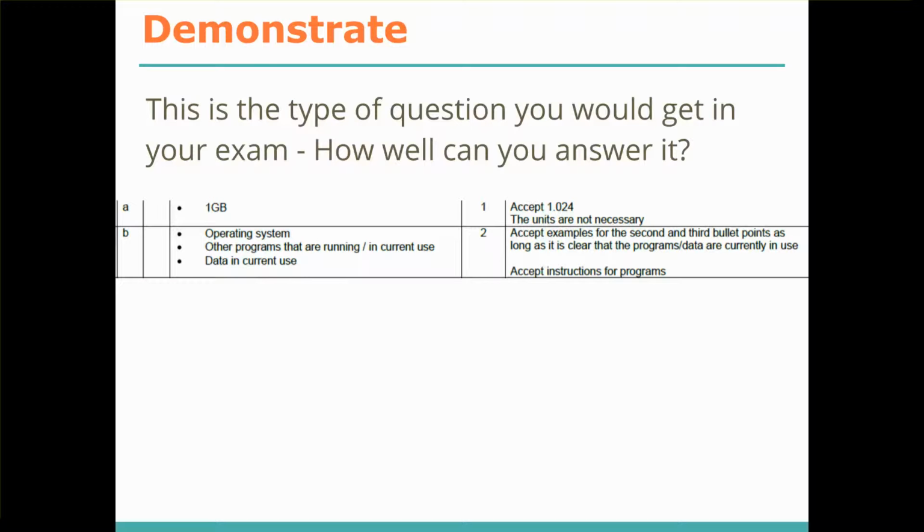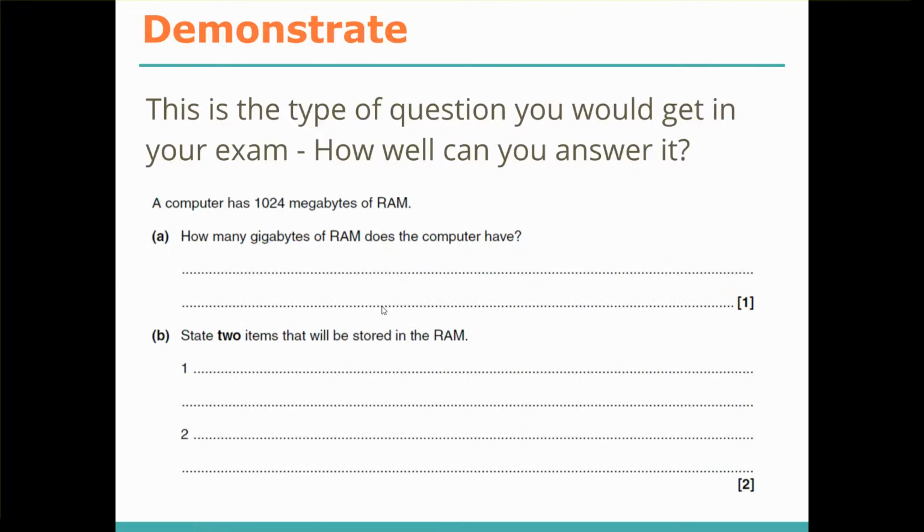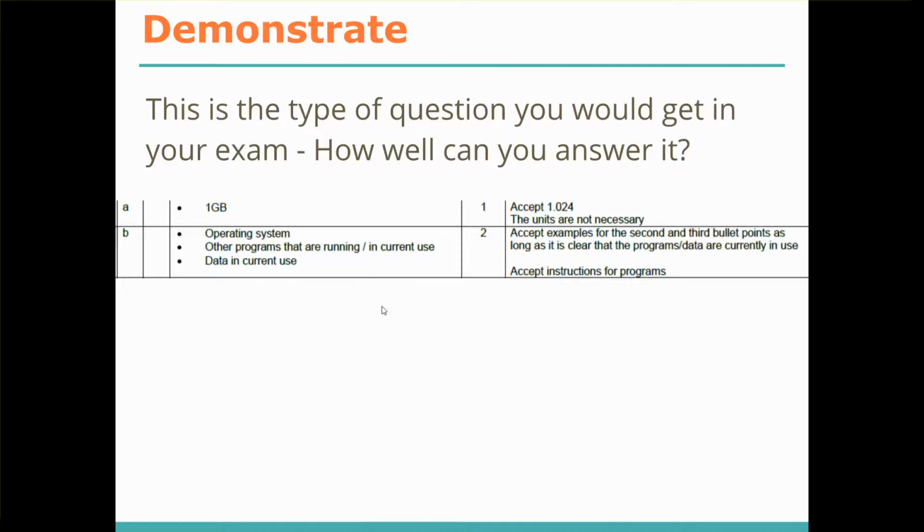So 1024, remember, it's 1 gig of RAM. However, they would also accept if you divide it by 1000 to get 1.024. You don't necessarily have to put gigabyte because the question asks gigabytes, but I would put gigabytes in just in case. And the other thing is, it's got to be the word currently here. If you don't put the word current, you're not getting a mark.